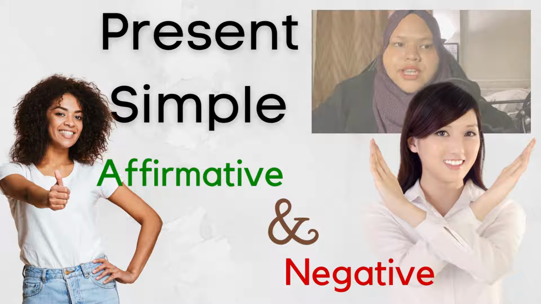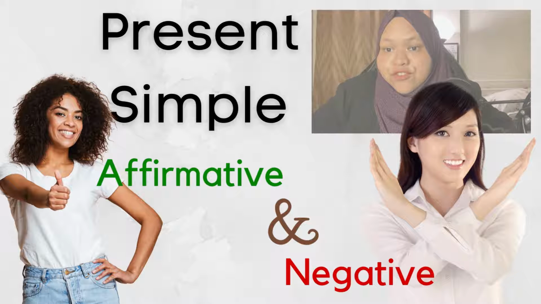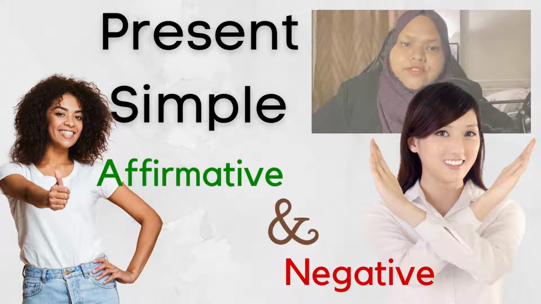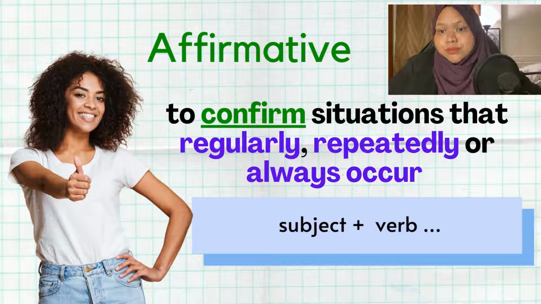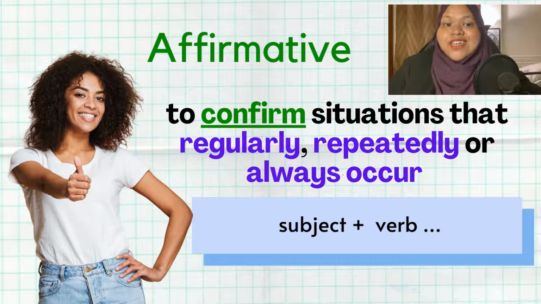Ada dua jenis yang kita nak fokus hari ini. The first one is affirmative and the second one is negative. What is affirmative? What is negative? Affirmative present simple is used to confirm situations that regularly, repeatedly or always occur. Maksudnya kita gunakan dia bila nak mengesahkan situasi yang sentiasa berulang, sentiasa berlaku.